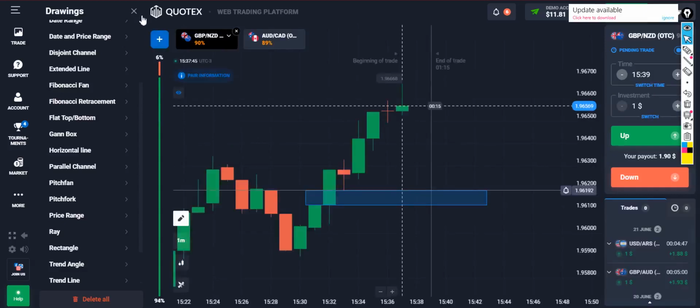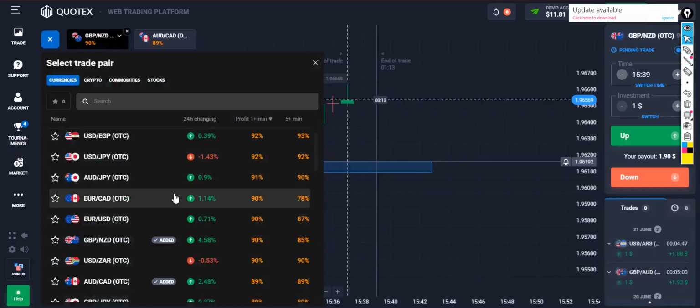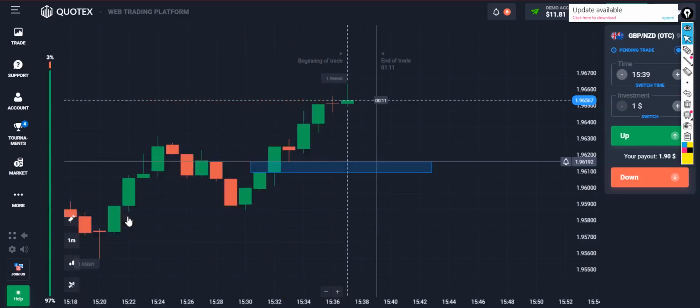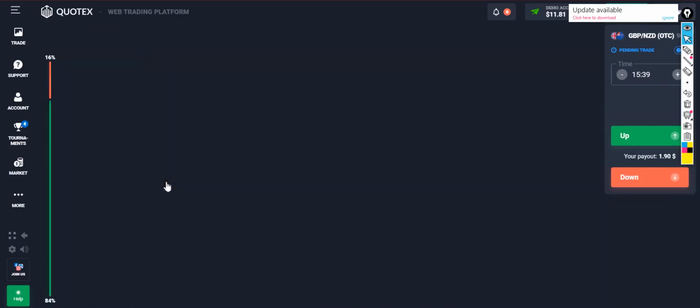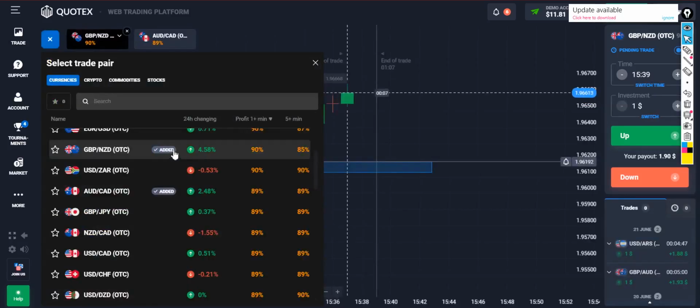Let's see if there is any other currency where you can find GBP. This is a new thing that Quotex added. The currencies that are here, they will mark it as added, which is a new thing.